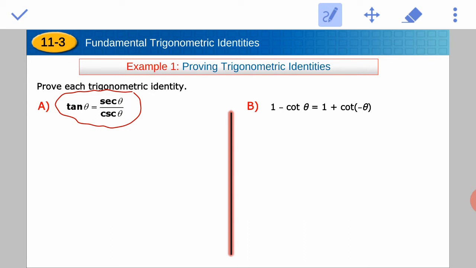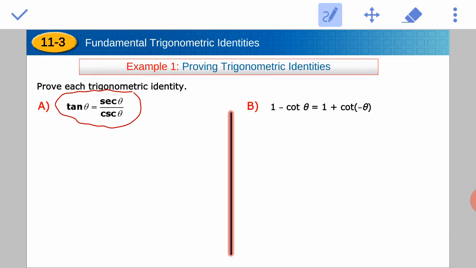What can be done to tangent theta? Tangent theta is a basic trigonometric function, but we can do some work on the right hand side, secant theta over cosecant theta. So guys, my advice is to look for the most complicated side. Another piece of advice, guys: whenever you see a reciprocal identity or a negative angle identity, start with this. Your problem is going to be easier, opposite to your expectation.